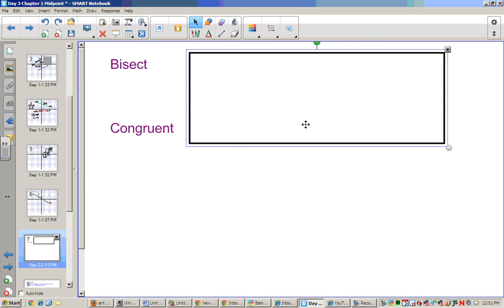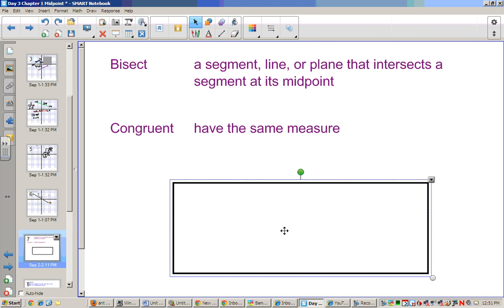All right, we have a couple other words that we need to know. Bisect and congruent. Now bisect means you're going to cut a line into 2 different parts. There's a segment, line, or plane that intersects a segment at its midpoint. You can also bisect angles as well. It's just cutting something in half.